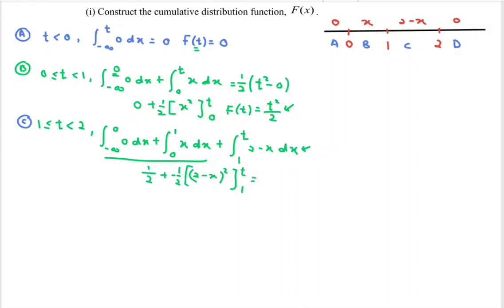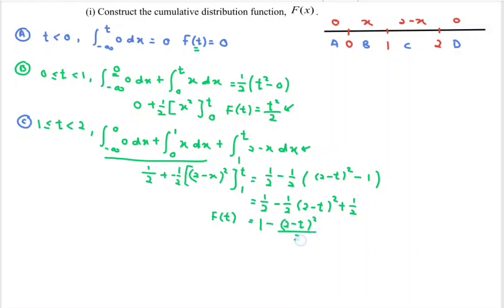Kindly simplify or substitute the situation. So here we have 1 over 2 minus 1 over 2 times, if we substitute t, we will have (2 minus t) squared. If we substitute 1, then we will have 1. Kindly simplify the situation: 1 over 2 minus 1 over 2 times, if we expand, (2 minus t) squared. And then continue, if we multiply, we will have plus 1 over 2. Finally, F(t) will be equal to 1 minus (2 minus t) squared over 2.